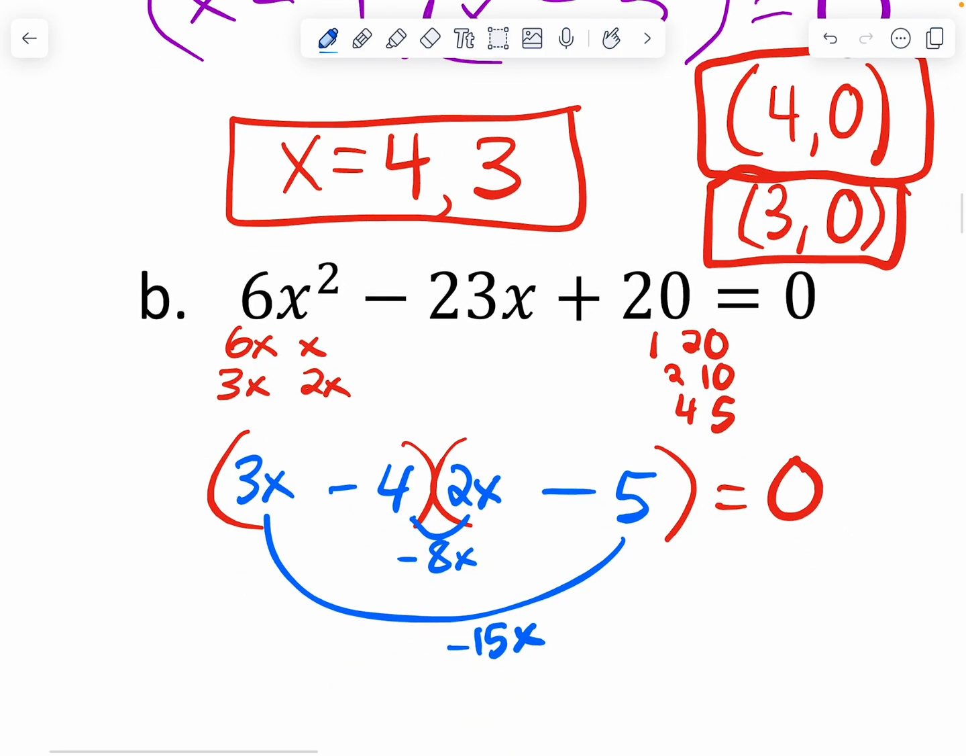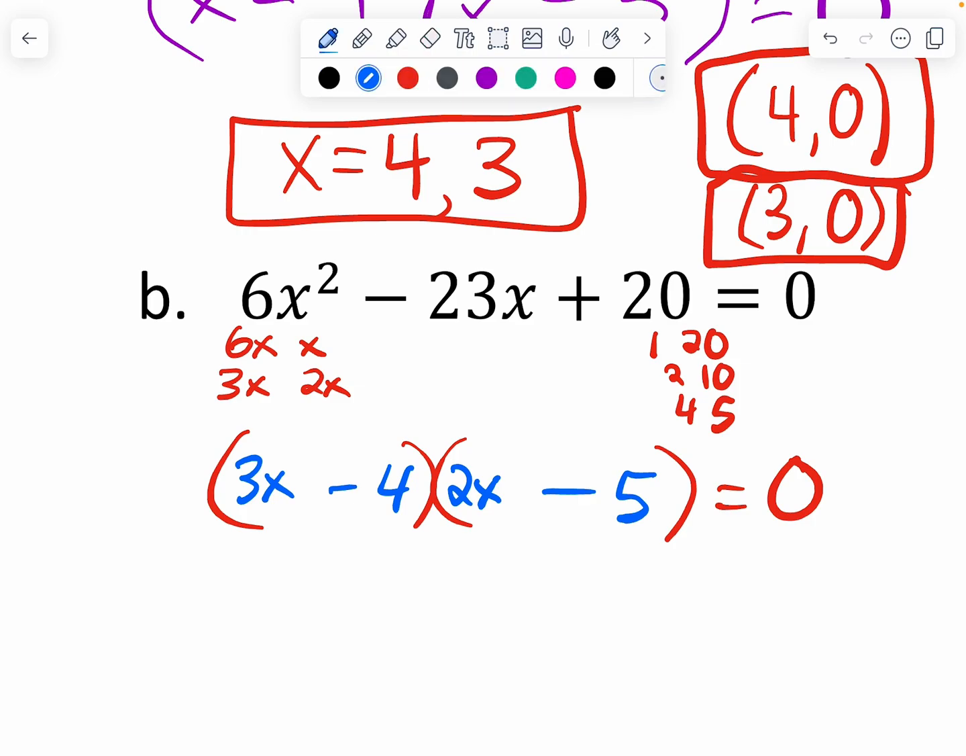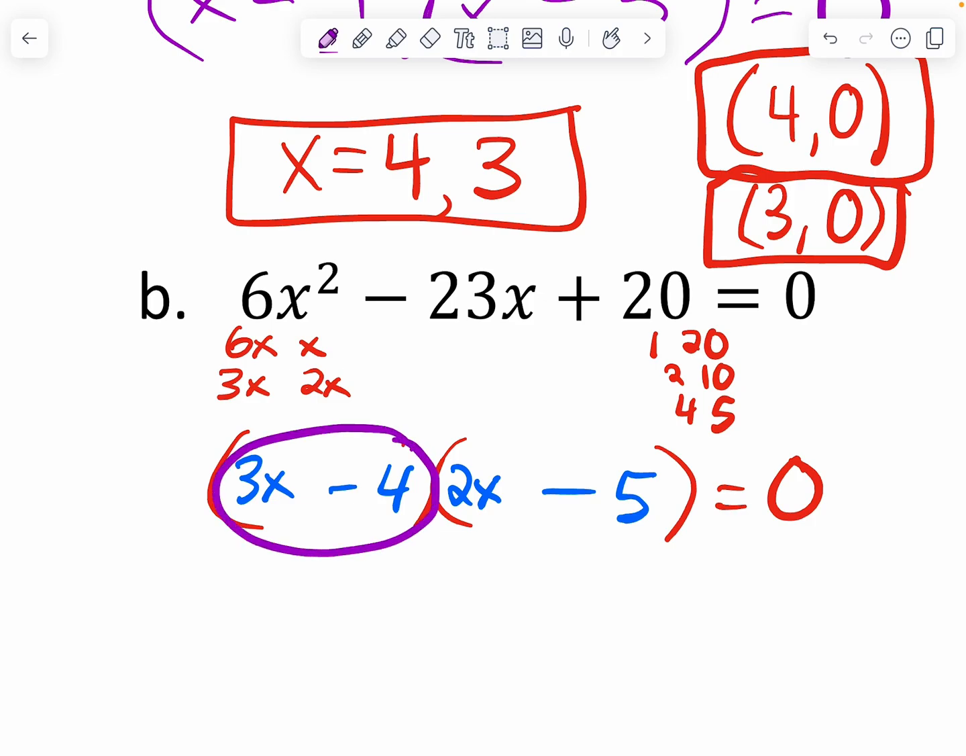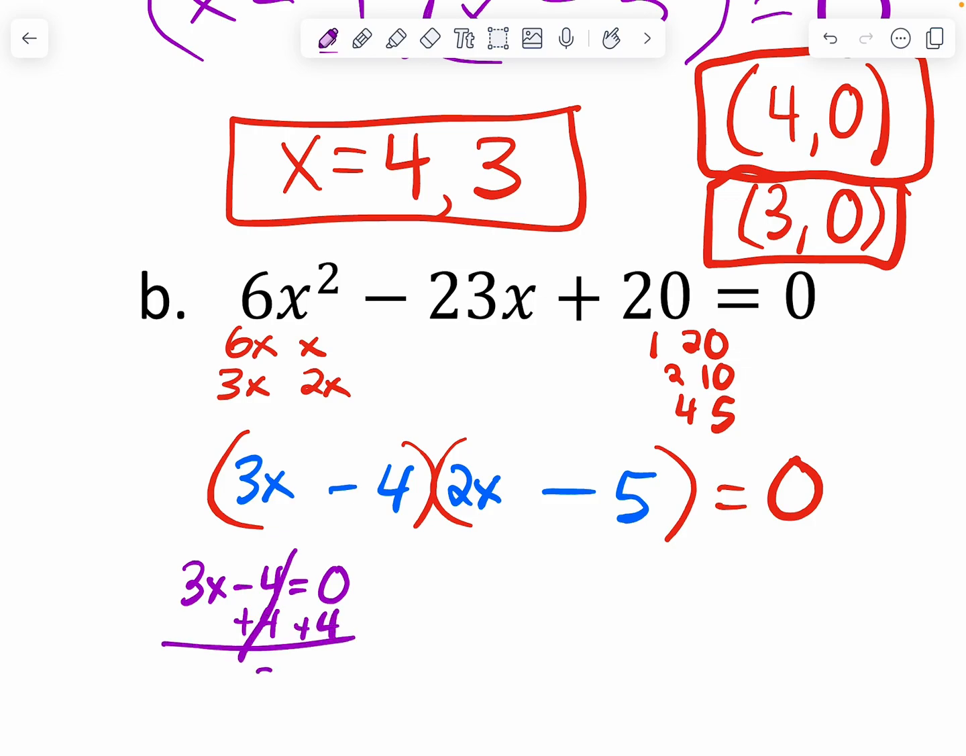So now I have the correct factored form here. But now I need to know what x value makes each of these parentheses 0. So I have two ways of doing this. I either set this equal to 0 in my head and solve it, or I could actually write it down and solve the two-step equation. And I get 3 over 4, or 4 over 3, sorry.